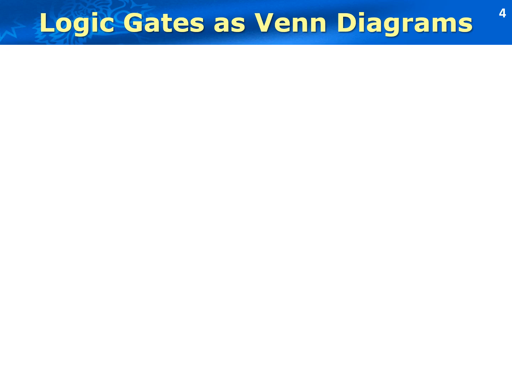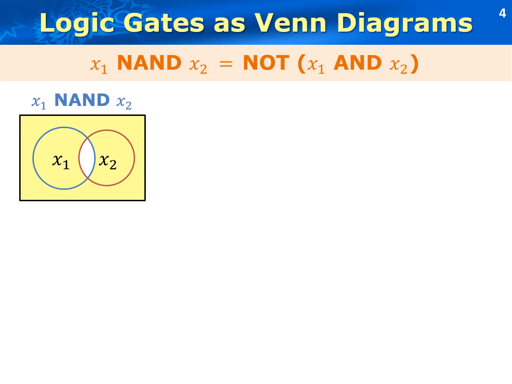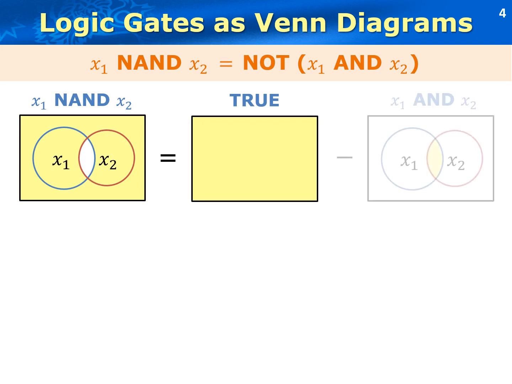In particular, the following two expressions are worth noticing, which will be useful to our further discussion. The first expression is x1 NAND x2, which is equal to NOT (x1 AND x2). Based on the Venn diagram of the NAND gate, this expression follows immediately from the fact that the true yellow region of the NAND gate is equal to the universe set minus the intersection of x1 and x2.